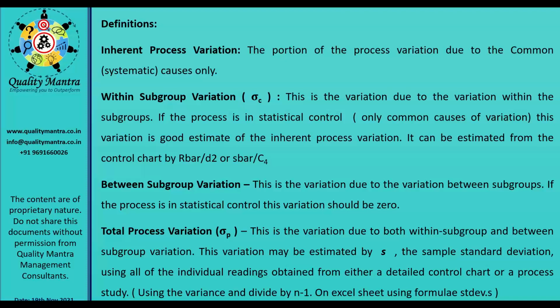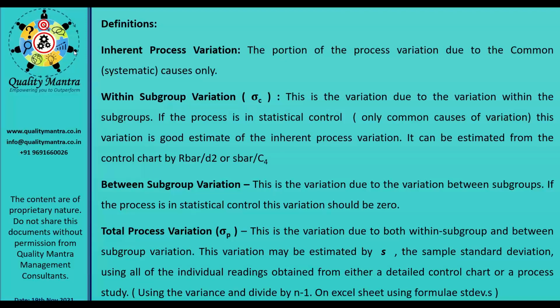Before we move to the capability indices, we should know that capability indices will tell you two things. One, about the variation of the process, and second, about the centering of the process, whether your process is centered or not. Then, what is the inherent process variation? As we told you, inherent process variation is because of only the common causes, the systematic causes only.